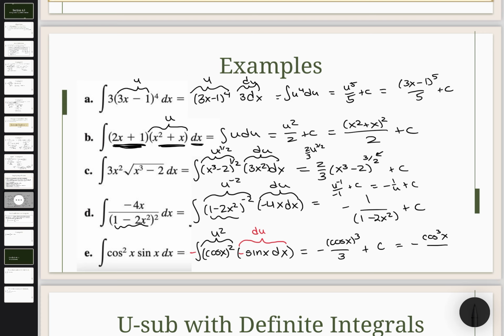Cosine cubed x over 3 plus c. That's what we're looking for. All right, so I know I just ran through those. Again, take as much time as you need. But the whole point of this is just try to do some pattern recognition here.